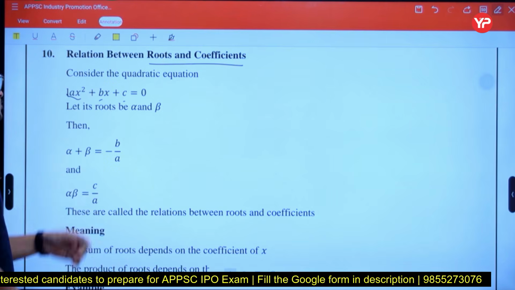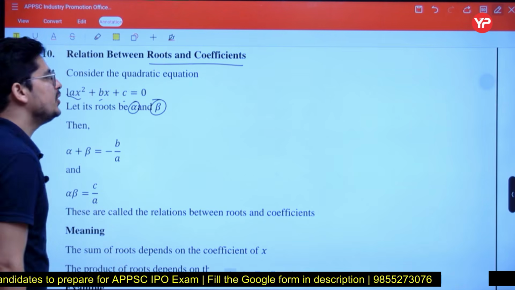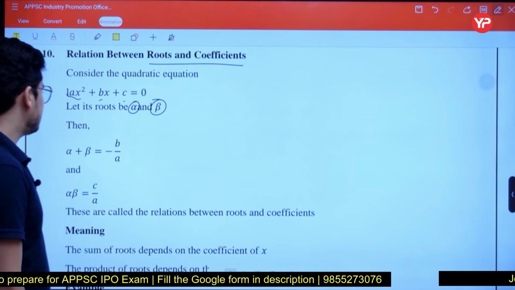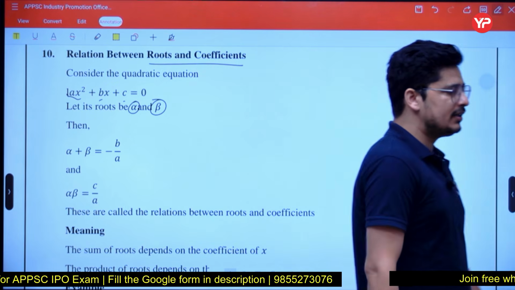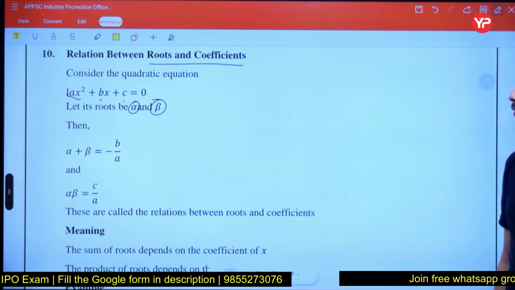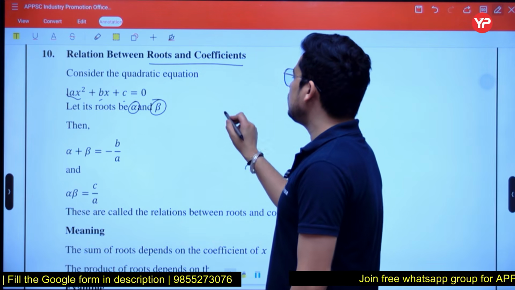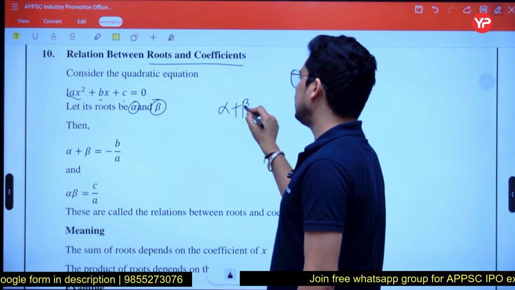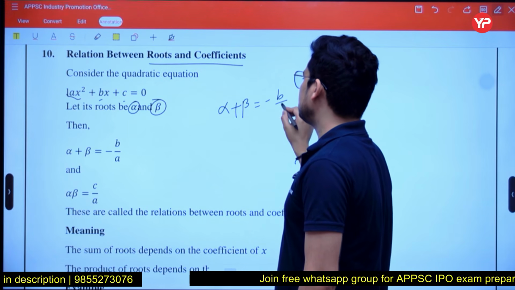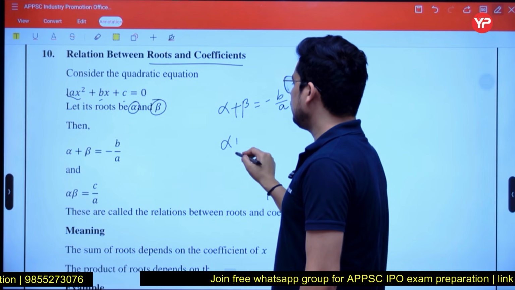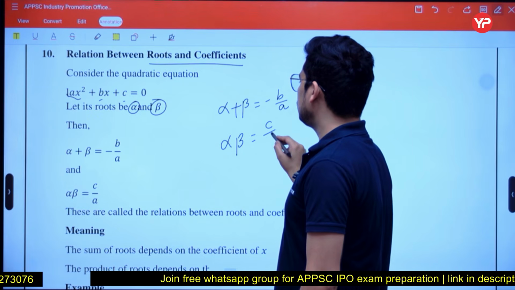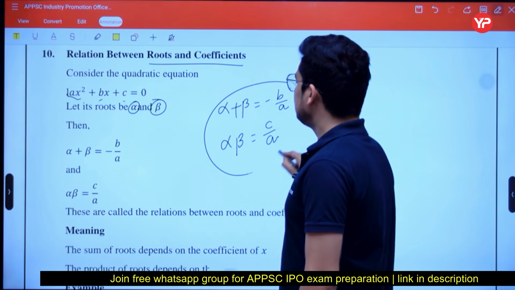This equation has two roots, that is alpha and beta. Now, what we can say, if you are having this equation and it is having two roots, alpha and beta, the sum of roots means alpha plus beta is always equal to minus b by a, and alpha into beta is going to be c by a. These are the two things.